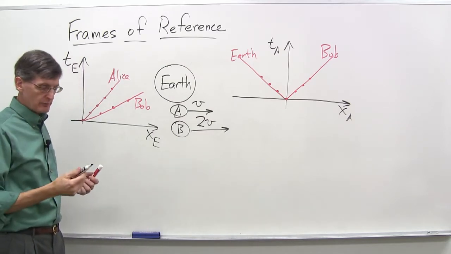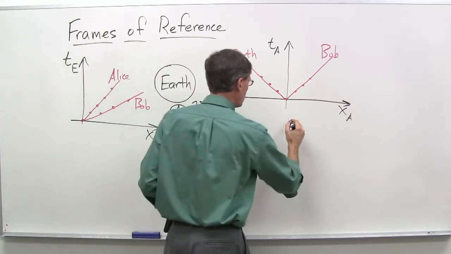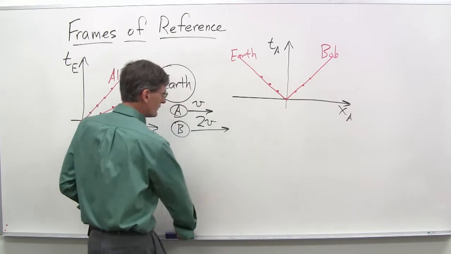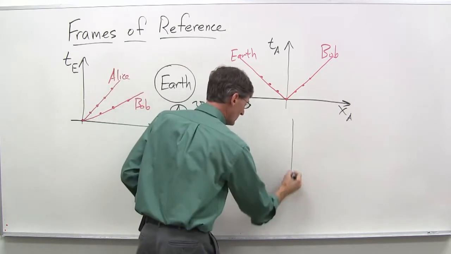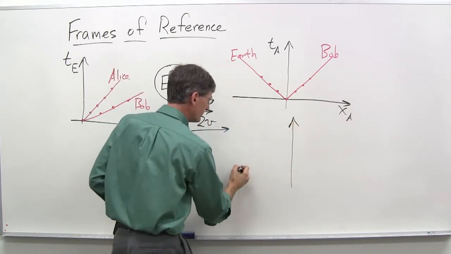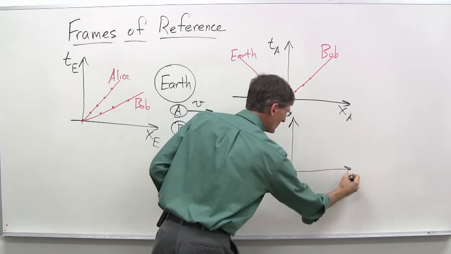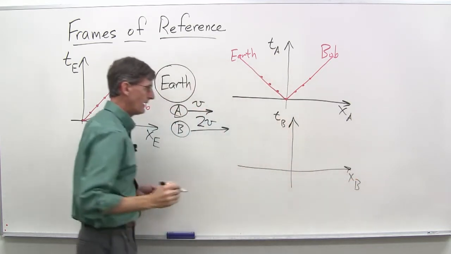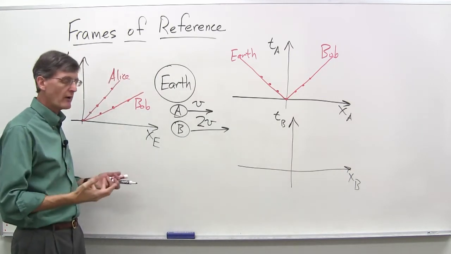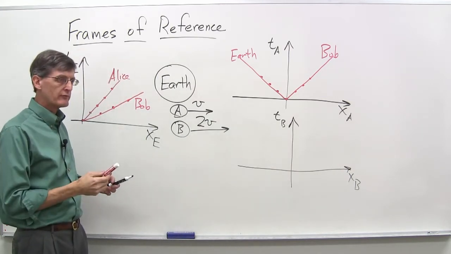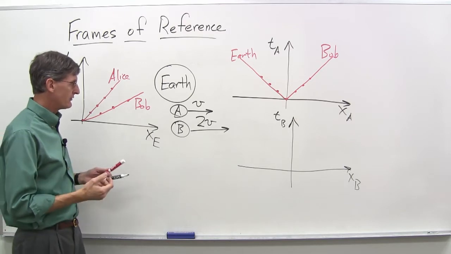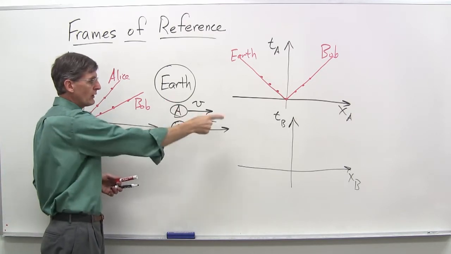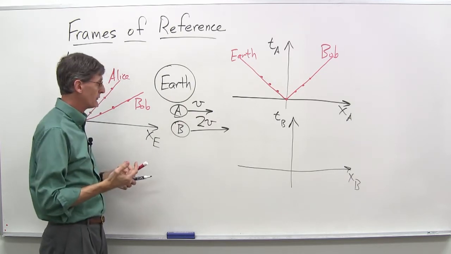What about Bob's perspective? Let's do one for Bob here. Let's try to make it straight, or straighter. Okay, so there's that. This is X Bob and T Bob. So this is from Bob's perspective, his frame of reference. So what does he see? Well, he's moving away from Earth at 2v, whatever v happens to be.